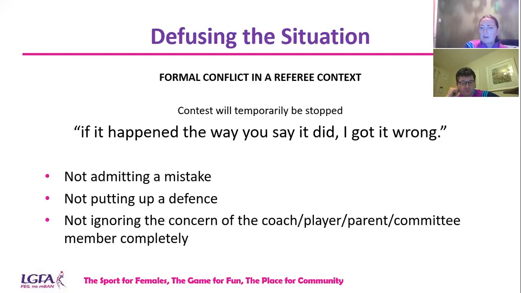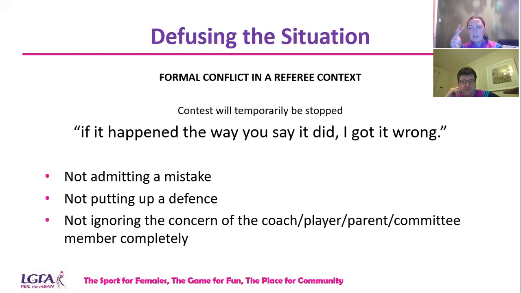Formal conflict in a referee context, most of the time, if it's a formal conflict, the game will have to be stopped. There are things that will happen, and it comes back to what we actually just talked about. If it happened the way you said it did, I got it wrong. What kind of statement is that going to bring on to you in terms of formal contacts? Not admitting a mistake, not putting up a defense, not ignoring the concerns of the coach, player, parent, committee member completely. How are you going to diffuse those situations in and around that?